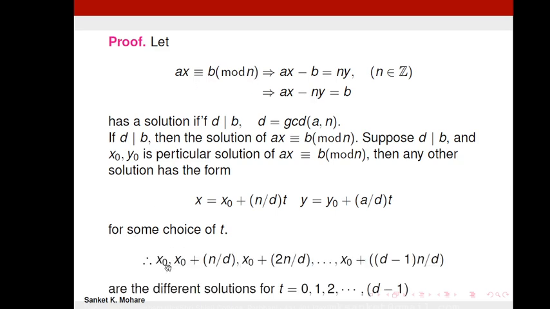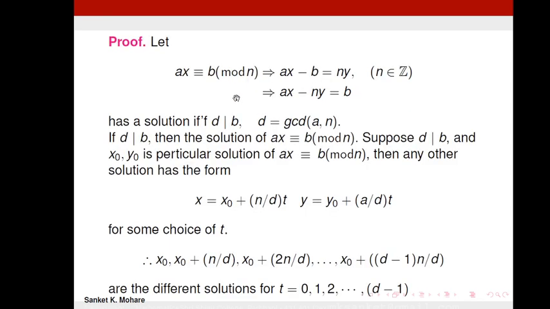Therefore, here I put the value of t as 1, 2, up to d − 1. For t = 0, x = x0. For t = 1, x0 + n/d. For t = 2, x0 + 2n/d, and so on, up to t = d − 1, x0 + (d − 1)n/d. These are the different solutions of this congruence for t = 0, 1, 2, up to d − 1.